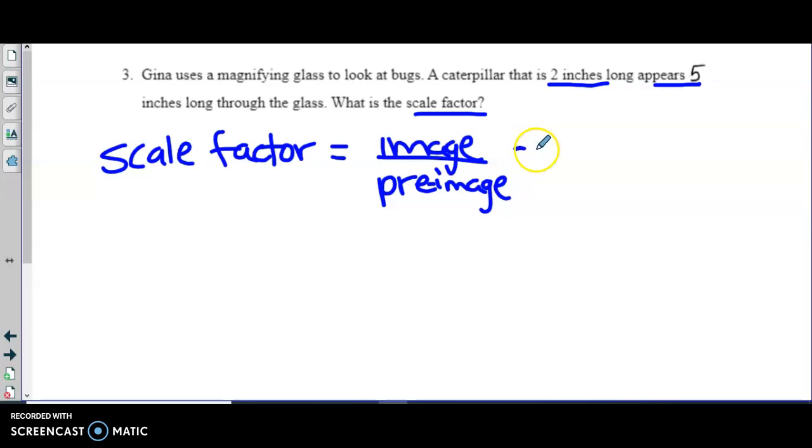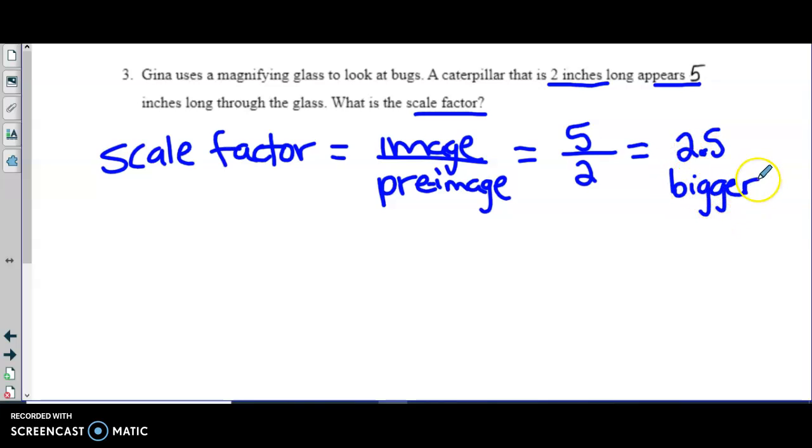Okay, so if we want to find this scale factor, the pre-image, or what we started with, was 2, and what it appears to be, or the final image, is 5. So we would do 5 divided by 2, and it tells us that our scale factor is 2.5. In other words, the magnifying glass is making it 2.5 times bigger than it really is, right? Because we have a 2-inch caterpillar, when we look at the magnifying glass, it's 2.5 times bigger. So to do scale factor, you do image divided by pre-image. And this was your answer.